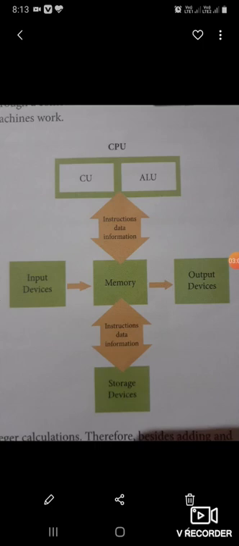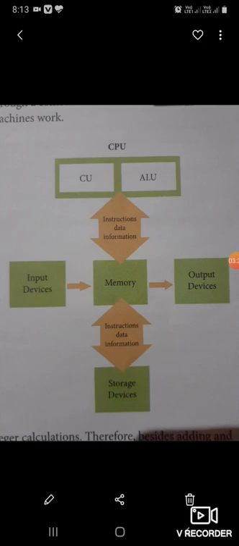Sometimes it is needed that the data stored in storage devices is also required for the work. At that time, the CU takes that data from the storage device to the memory, performs calculation or logical decision on it, and after that delivers it to the output devices.